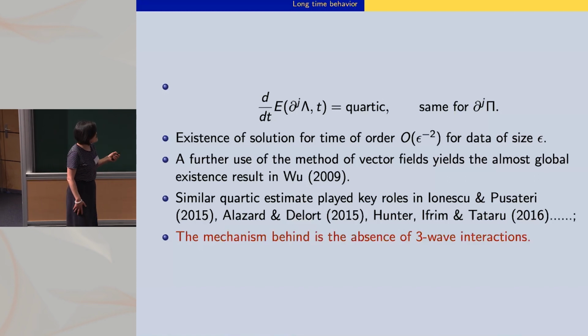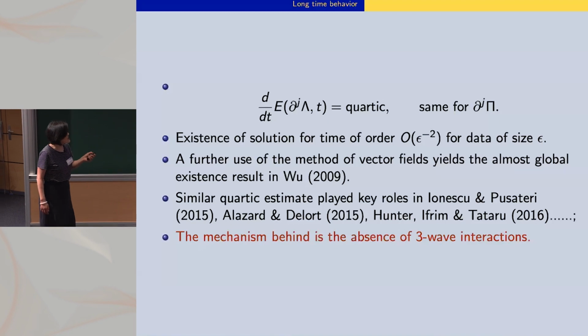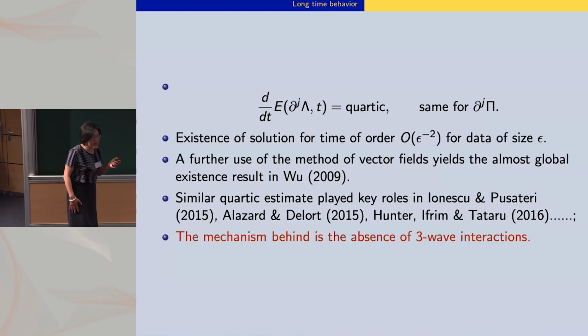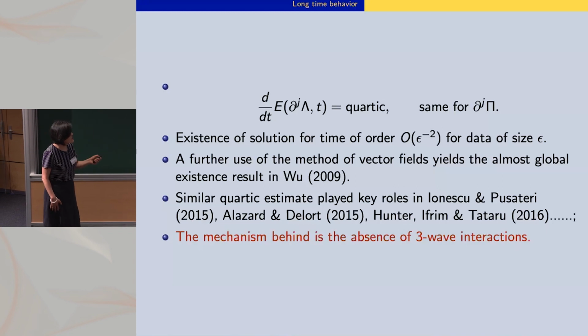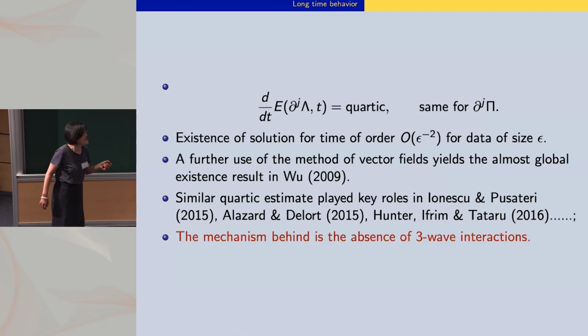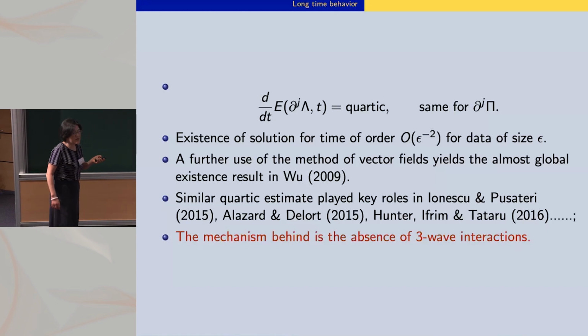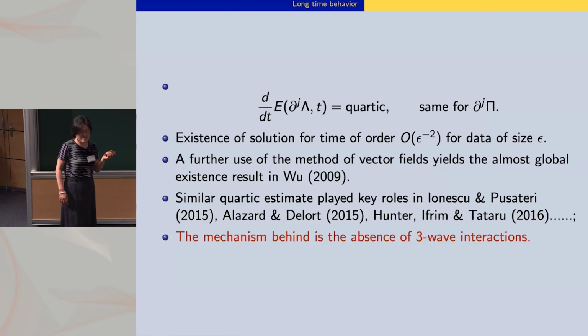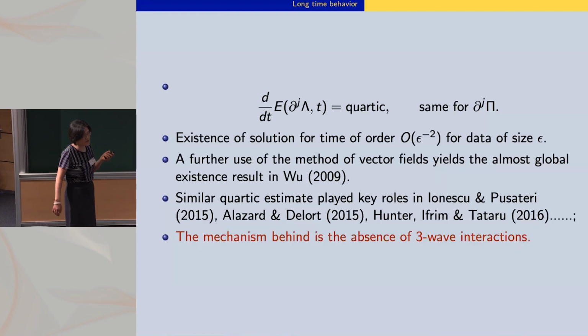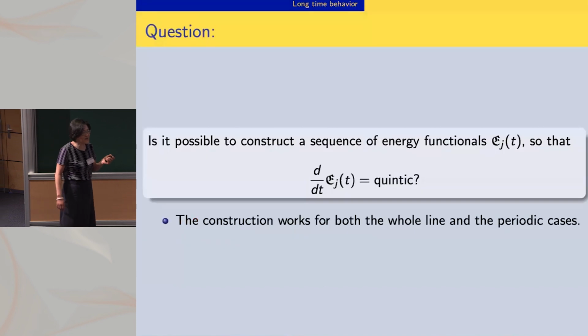Now this similar quartic estimate also plays a key role in the work of Ionescu-Pusateri, Alazard-Delort, and Hunter-Ifrim-Tataru. As I mentioned earlier, modified scattering was introduced in this work to really go all the way to global. The main mechanism behind what I have been talking about is really just the absence of three-wave interaction, so that kills the quadratic nonlinear term. Now the question is, can we go further?